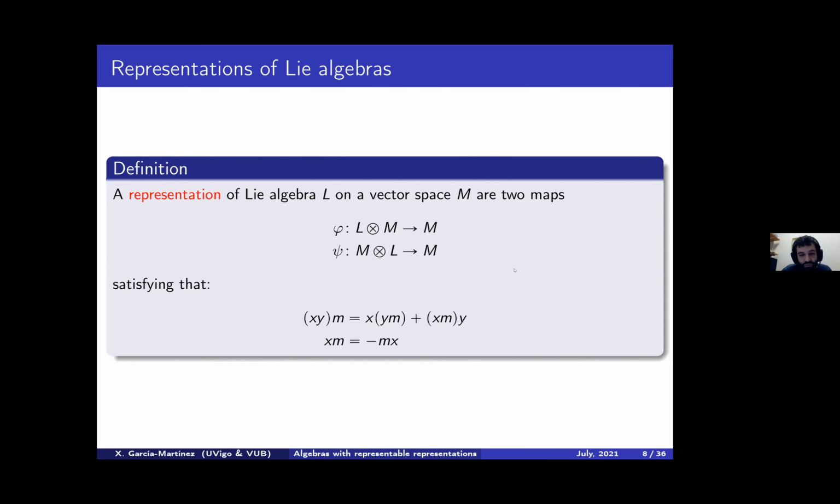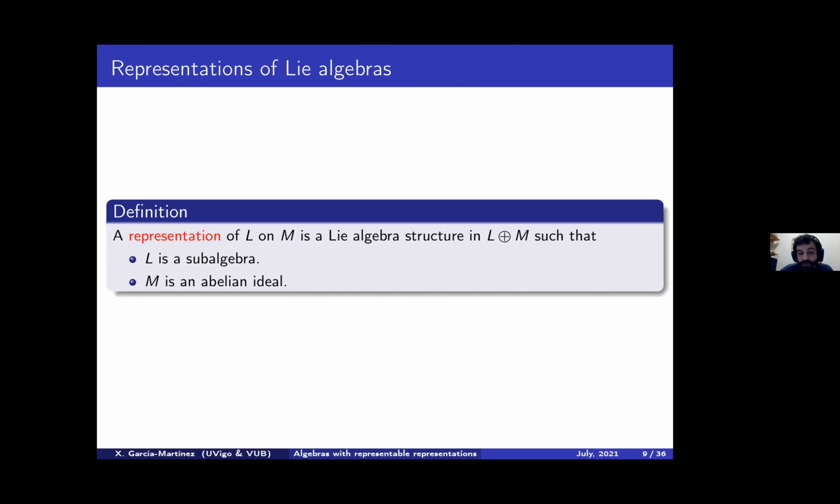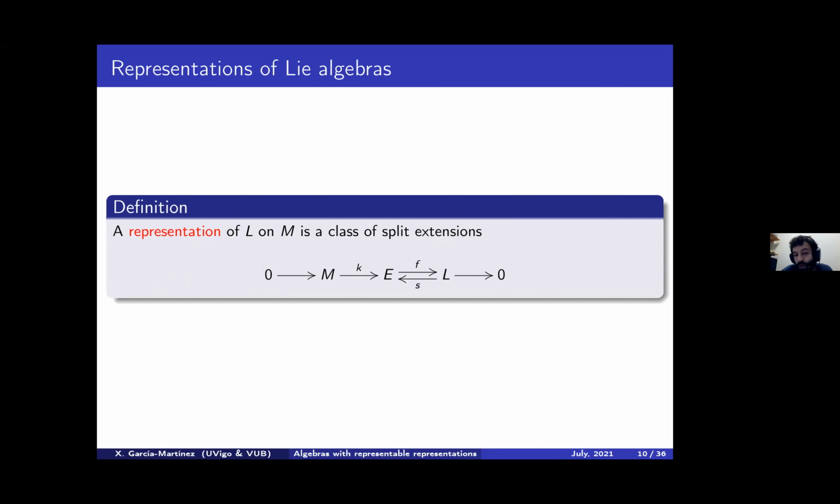But if we see it like this, we see that asking for these two identities is just to say that a representation is a multiplication of L on M that satisfies the Jacobi identity and the anti-symmetry identity, anti-commutativity. Another way of thinking about a representation is a Lie algebra structure on the direct sum as vector spaces, where L is a subalgebra and M is an abelian ideal. Another way is seeing a split extension where M is the kernel, L is the endpoint, and it is split, so composed, it is the identity.